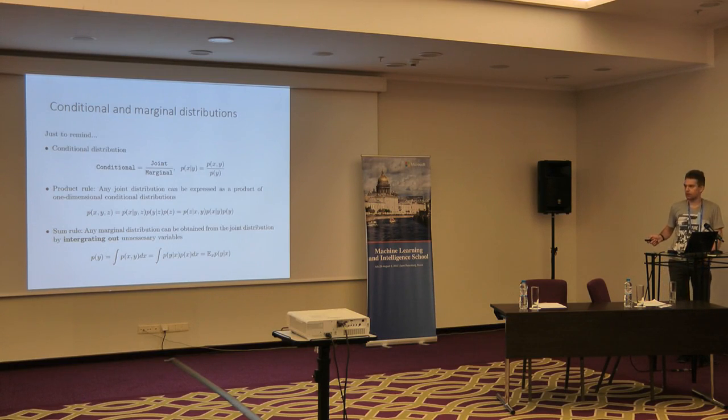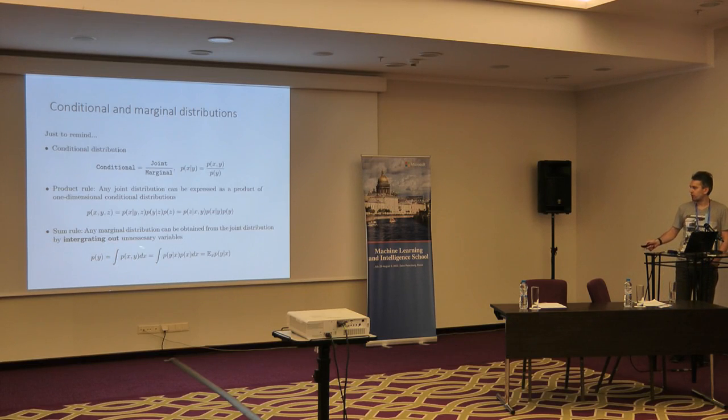And the second rule is the so-called sum rule that states how to obtain a marginal distribution from a joint distribution. If we are given a joint distribution on x and y, and we would like to obtain the unconditional or marginal distribution on y, all we need to do is integrate out, or marginalize, with respect to x. So we take the joint distribution and perform integration with respect to unneeded variables.